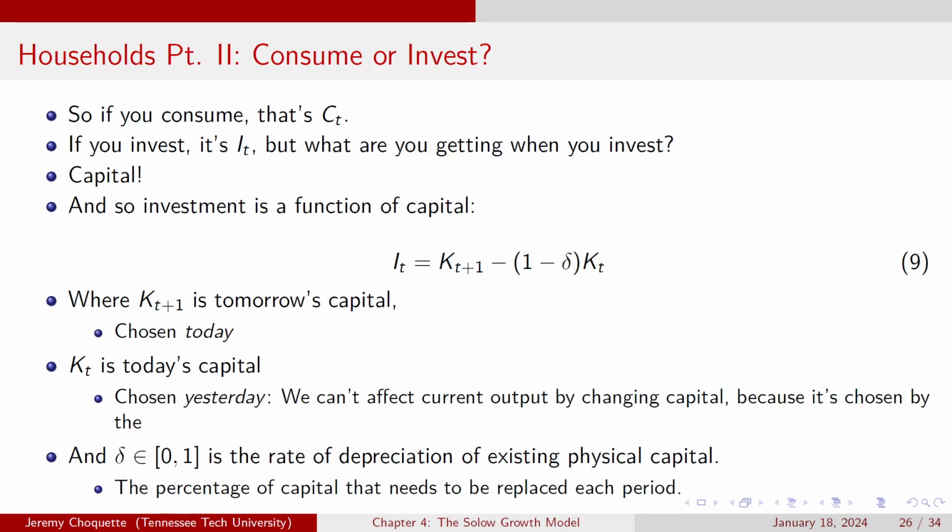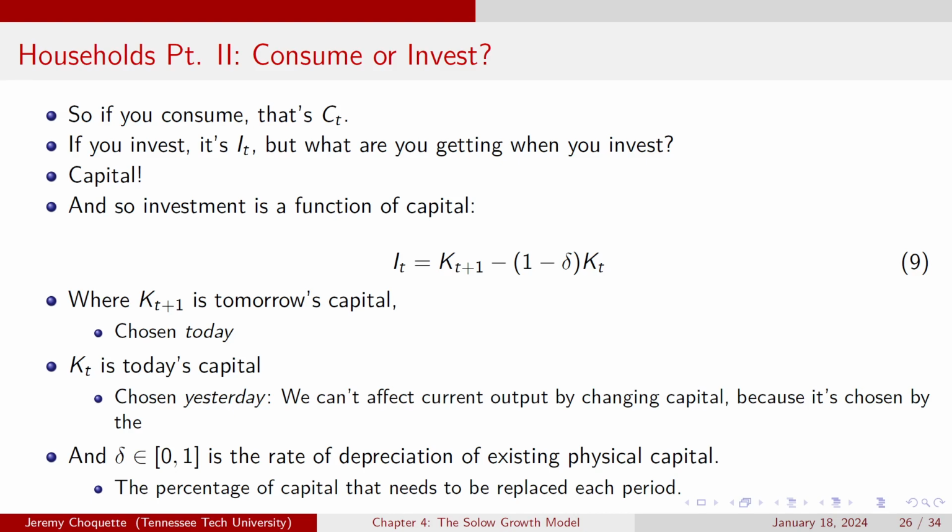So you consume, that's C. You invest, that's I. What are you getting when you invest? Like what's actually happening? Well, you're getting capital. So investment here is a function of capital, where K_{t+1} is tomorrow's capital, which is chosen today, and K_t, which is today's capital, was chosen yesterday. So capital is what's known as a state variable. We can't affect current output by changing current capital because it was chosen yesterday.